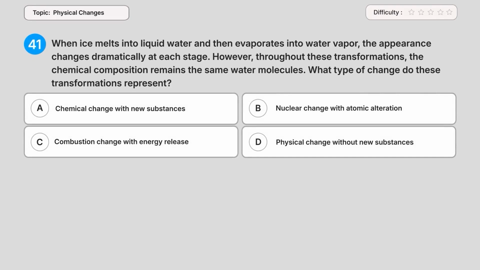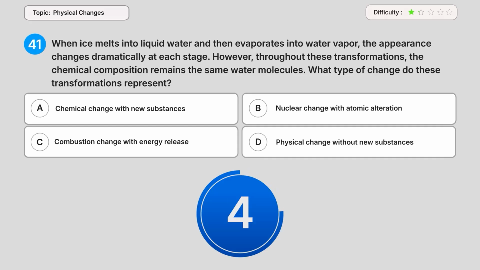41. When ice melts into liquid water and then evaporates into water vapour, the appearance changes dramatically at each stage. However, throughout these transformations, the chemical composition remains the same water molecules. What type of change do these transformations represent? A. Chemical change with new substances. B. Nuclear change with atomic alteration. C. Combustion change with energy release. D. Physical change without new substances.